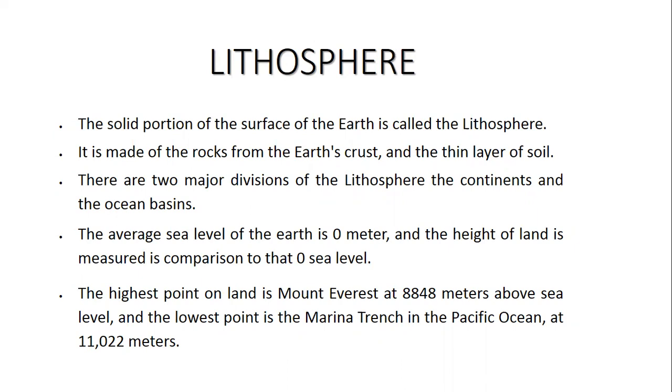The average sea level of the Earth is 0 meter, and the height of land is measured in comparison to that 0 sea level. The highest point on land is Mount Everest at 8,848 meters above sea level, and the lowest point is the Mariana Trench in the Pacific Ocean at 11,022 meters.